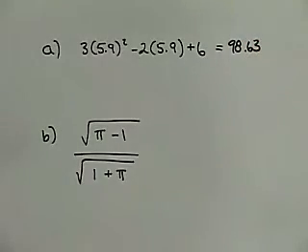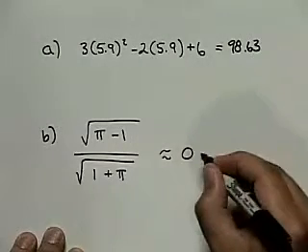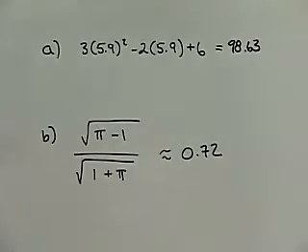In the second example, you're asked to take the square root of pi minus 1 and divide it by the square root of 1 plus pi. So entering that into the calculator, we've got the square root of pi minus 1, all of that divided by the square root of 1 plus pi, and the calculator returns the decimal answer 0.71909247739. And again, we're asked to round this to the nearest hundredth. So since the 1 is in the hundredth position, followed by a 9, we'll round that up. So our answer will be equal to 0.72 after we round it.